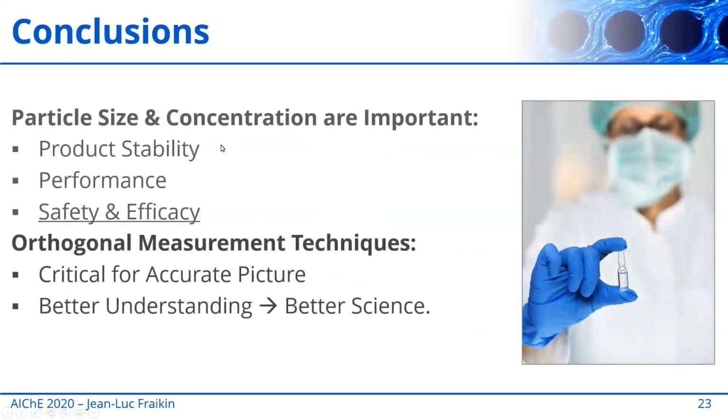So particle size and concentration are important. They're important for all aspects of the product, right? Product stability, its performance, and ultimately, in many cases, its safety and its efficacy. These are critical metrics for assessing the quality of a product. And in order to do that properly and responsibly, it's important to use orthogonal measurement techniques in order to get an accurate picture of what's in the sample. Ultimately, more knowledge about your materials will lead to better science, and that's what we all want, right?